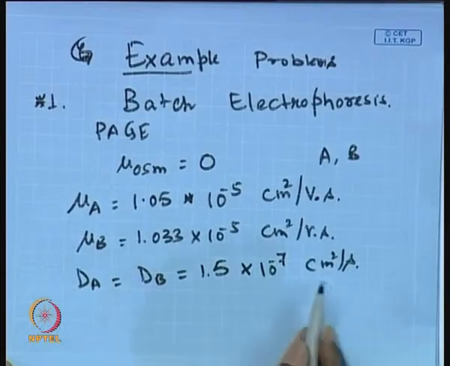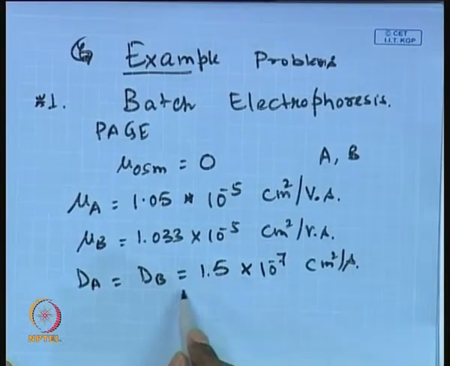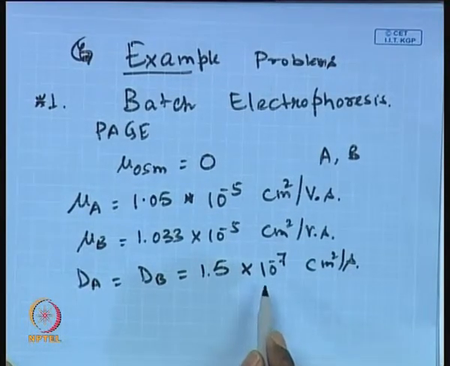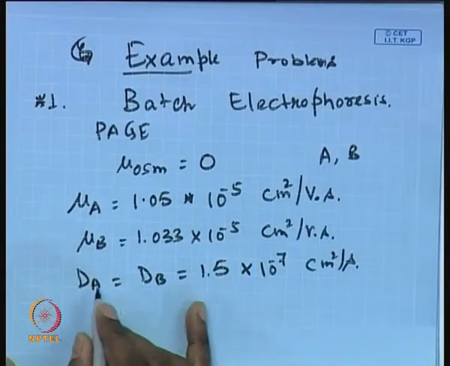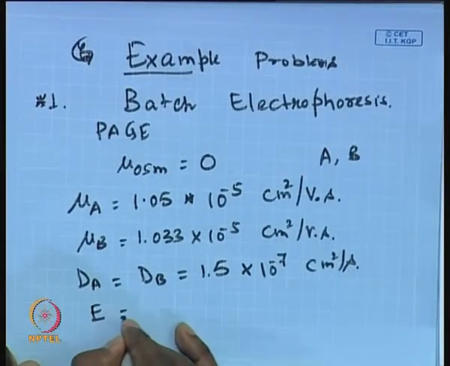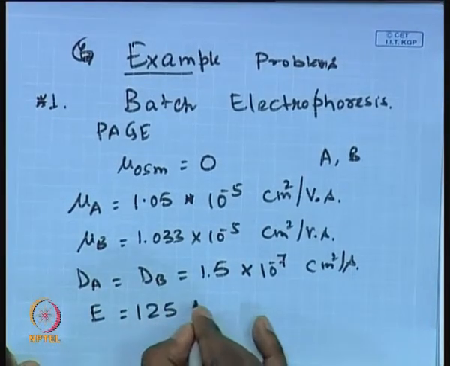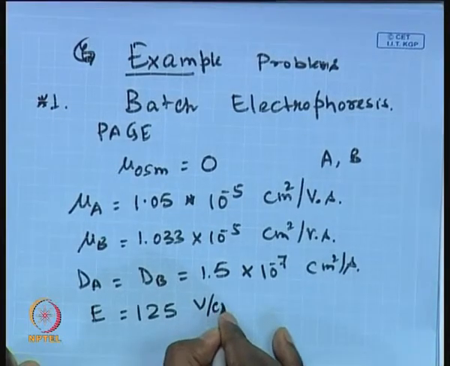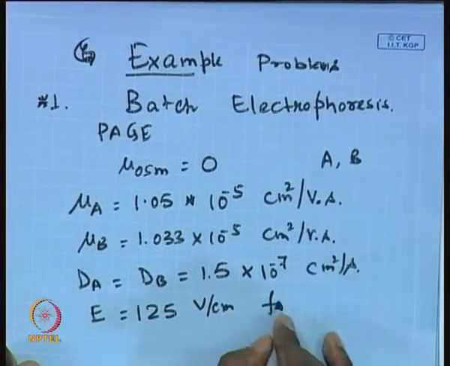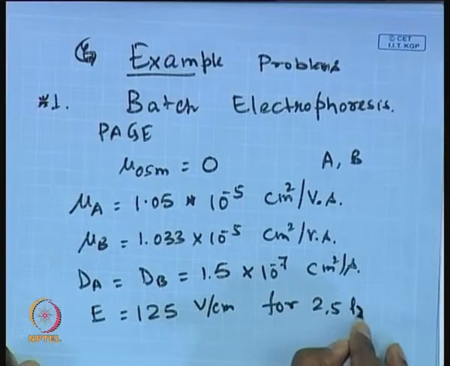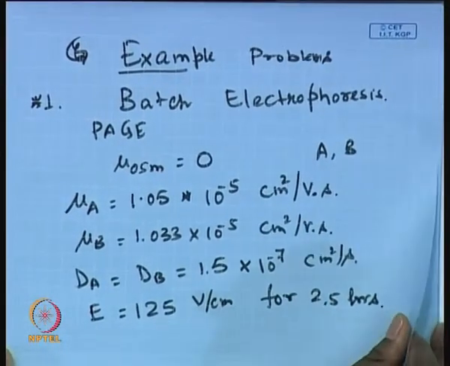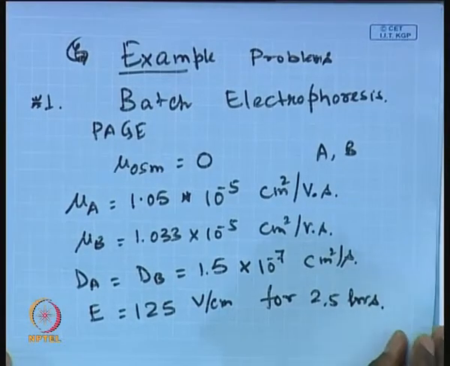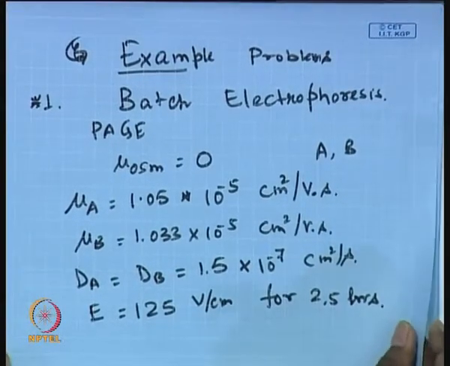Okay. So, if you look at the order of magnitude of diffusivity, they correspond to 10 to the minus 11 meter square per second. They are typical diffusivities of protein solutions. Okay. And the electric field strength that we are going to apply here is 125 volt per centimeter, and we are applying it for 2.5 hours.